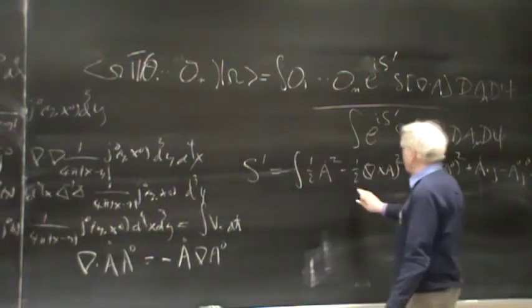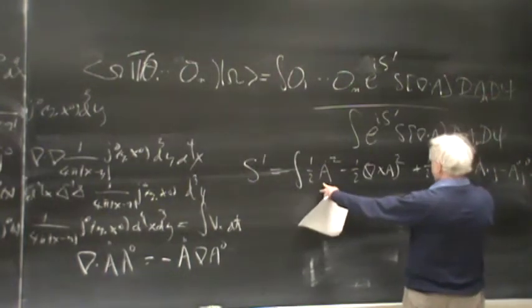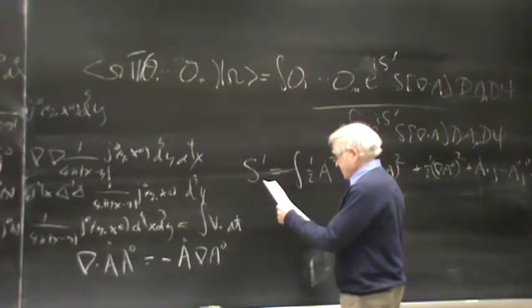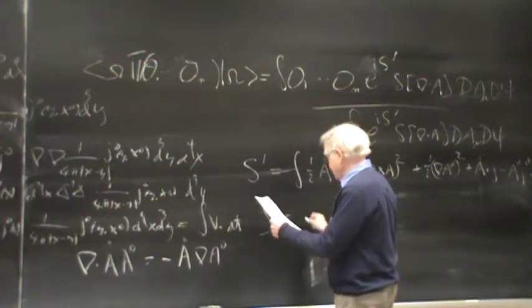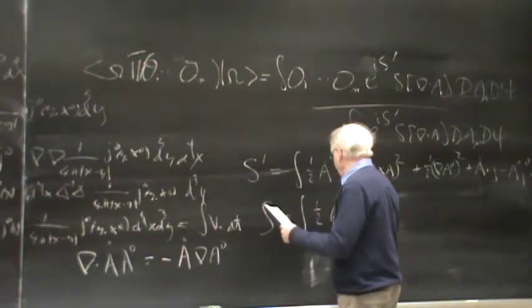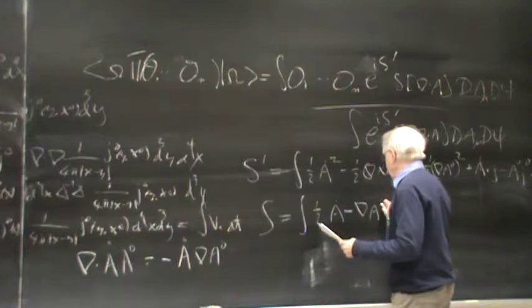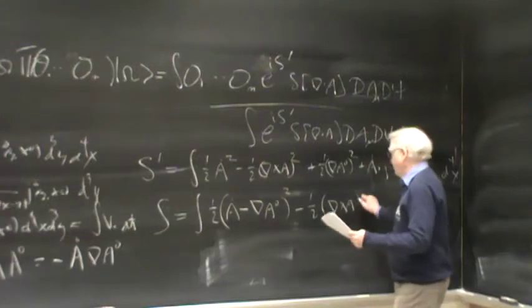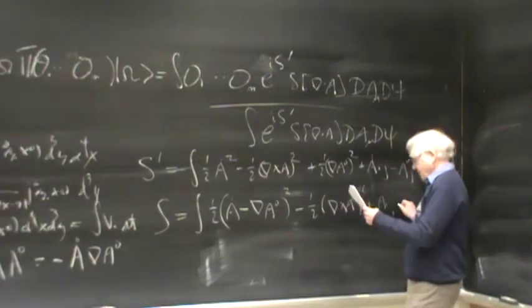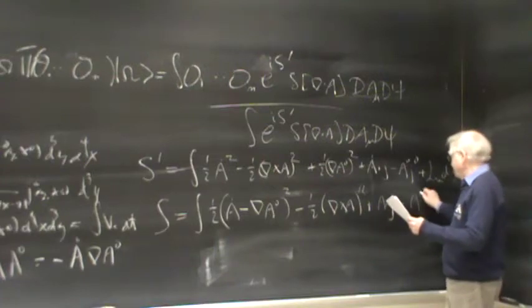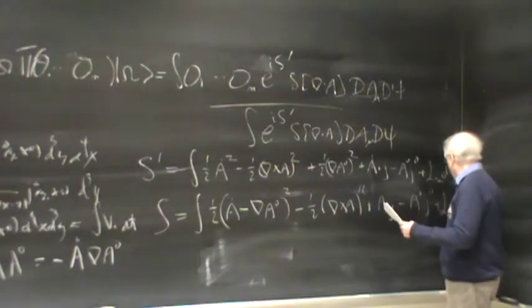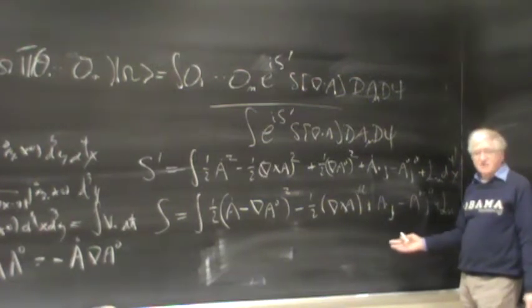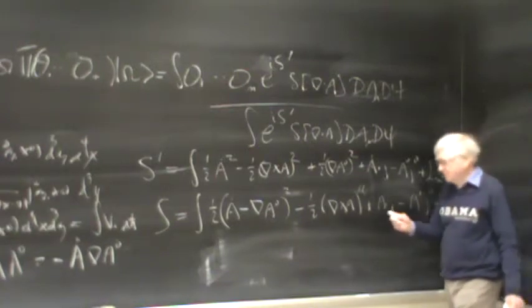So we can add this term here, and if we combine these two together with that term, we can rewrite this thing as, we turn it into S, which is an integral of a half A dot minus grad A0 squared minus a half curl of A squared plus A dot J minus A0 J0 plus Ln d4x. So now you see this is the fully gauge invariant, Lorentz invariant action.